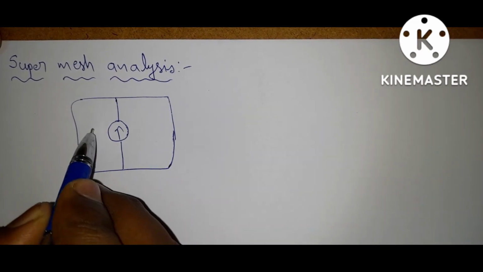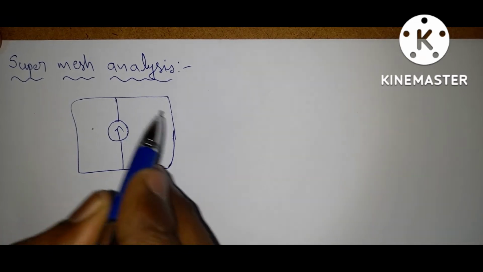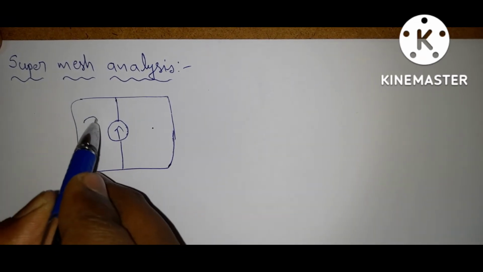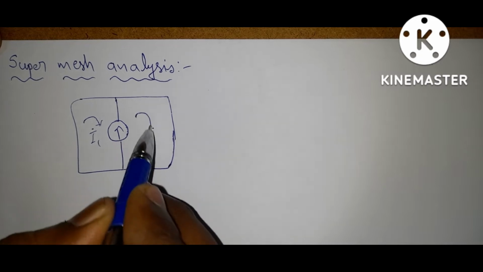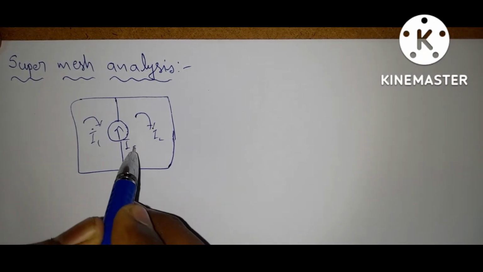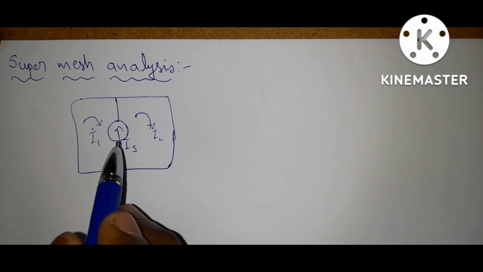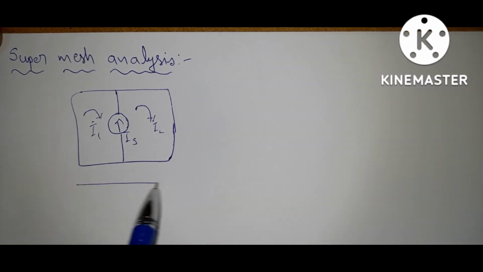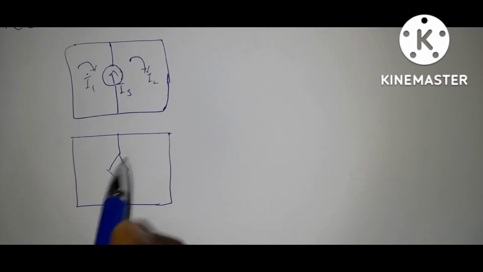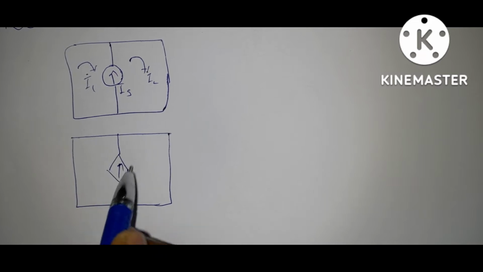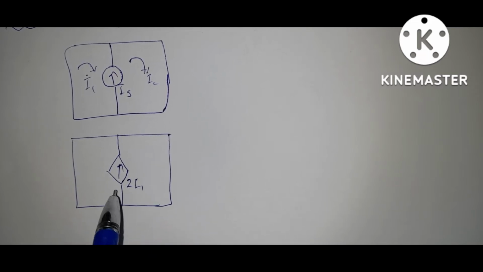Suppose this is one mesh, and we have another element here, and let it be I1, let it be I2, and the current source is Is. So in this case, we need to apply the supermesh technique. And also, if there exists a dependent current source in between two meshes, here also we need to apply the supermesh technique.